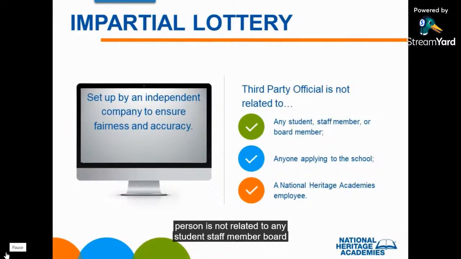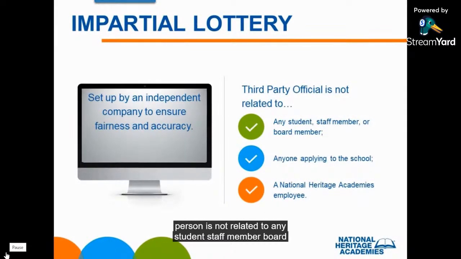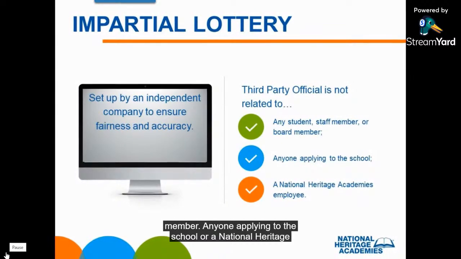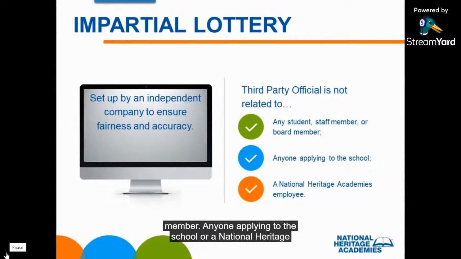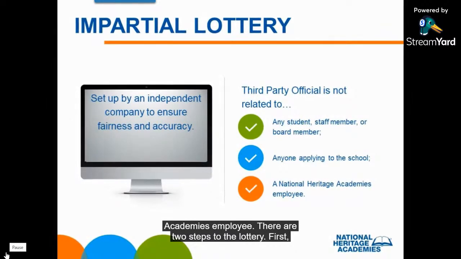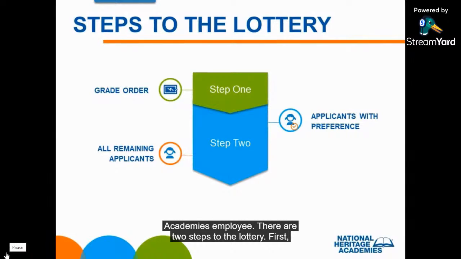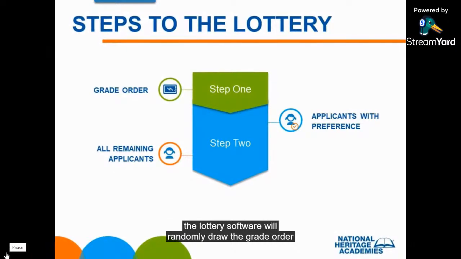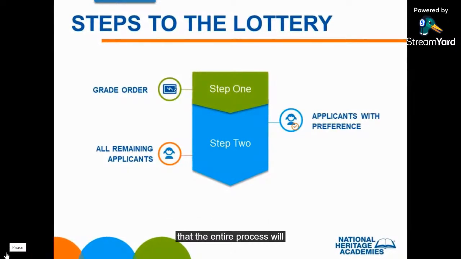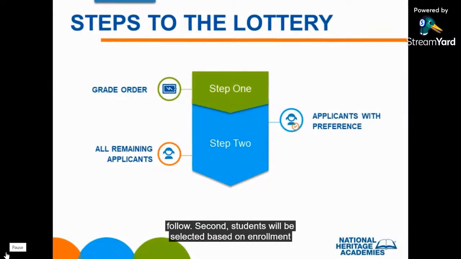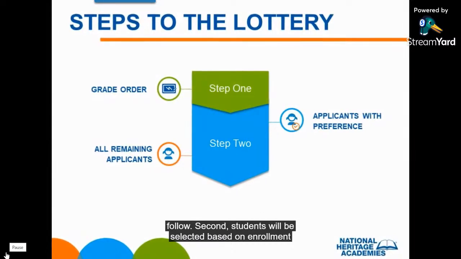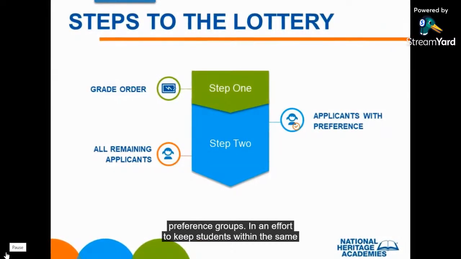This person is not related to any student, staff member, board member, anyone applying to the school, or a National Heritage Academies employee. There are 2 steps to the lottery. First, the lottery software will randomly draw the grade order that the entire process will follow. Second, students will be selected based on enrollment preference groups.